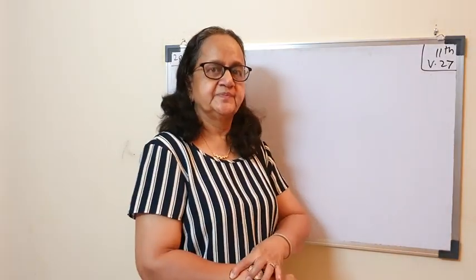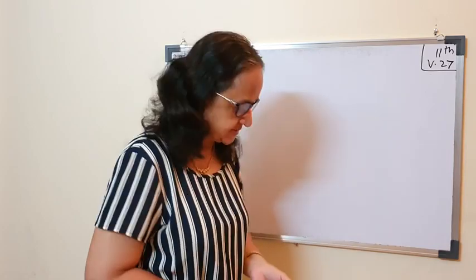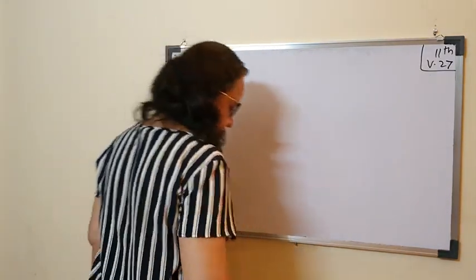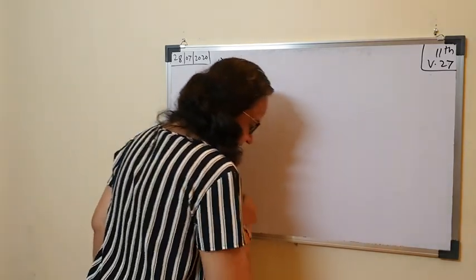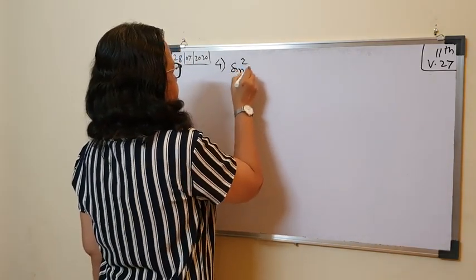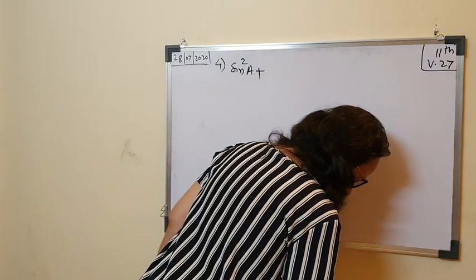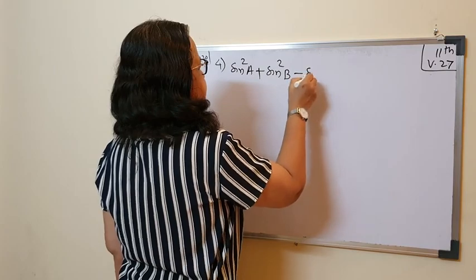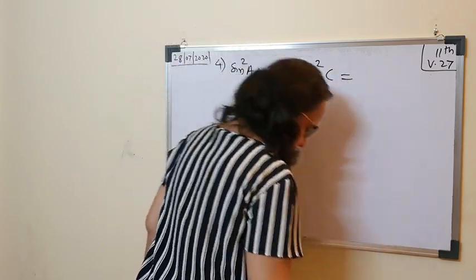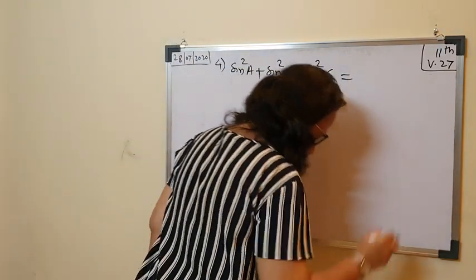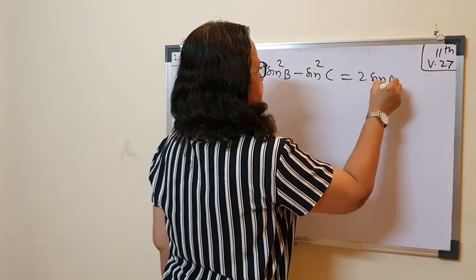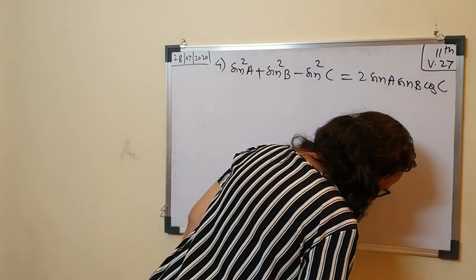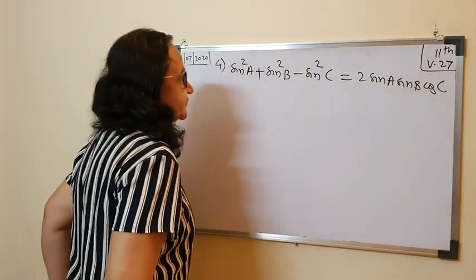We will continue the triangle ABC problems, similar type. Last time we did 3 sums, so let us call this number 4: sin²A + sin²B − sin²C. You have to prove this is equal to 2 sin A sin B cos C.